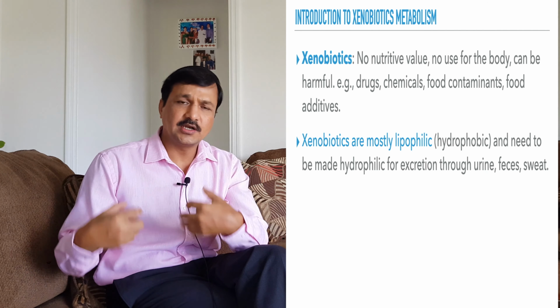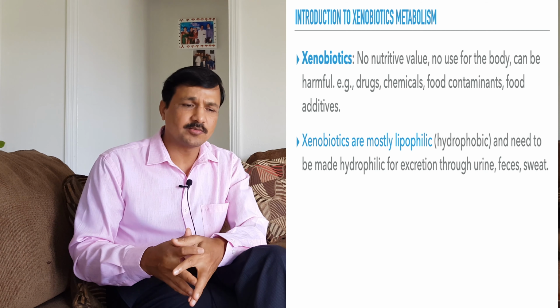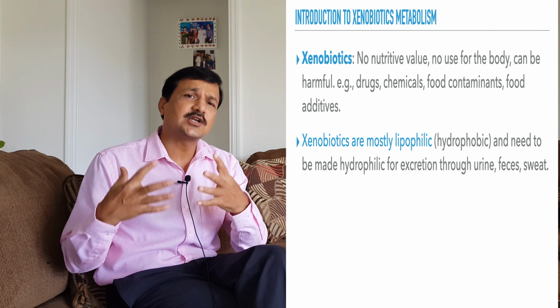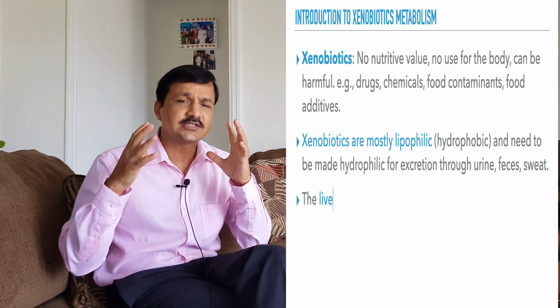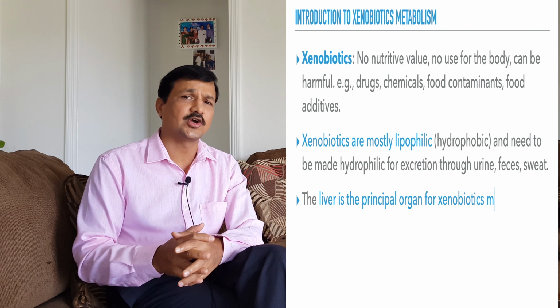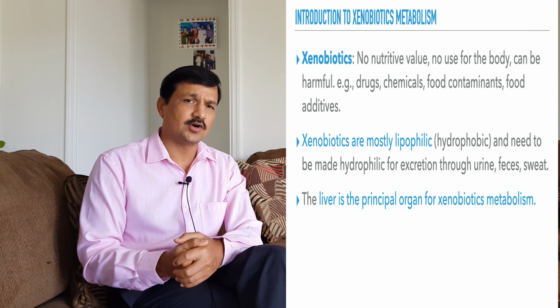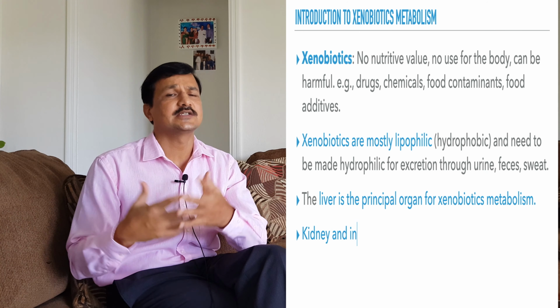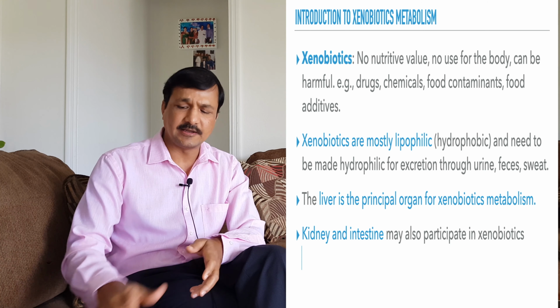They can be excreted in the urine, through feces, or they can go out of our body in the sweat. The major organ in our body that handles these xenobiotics is the liver. Liver is the principal organ where xenobiotic metabolism is going on. Other than the liver, other organs can be involved in xenobiotic metabolism, such as the small intestine or the kidney.